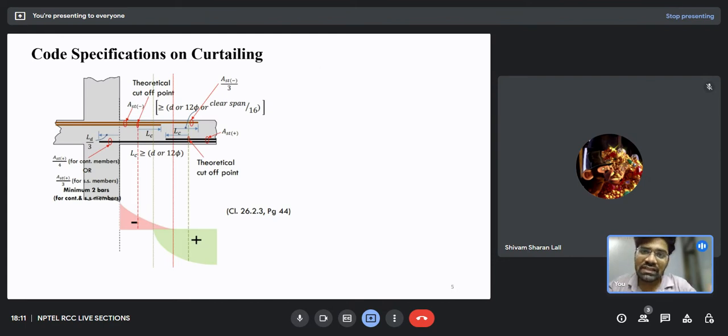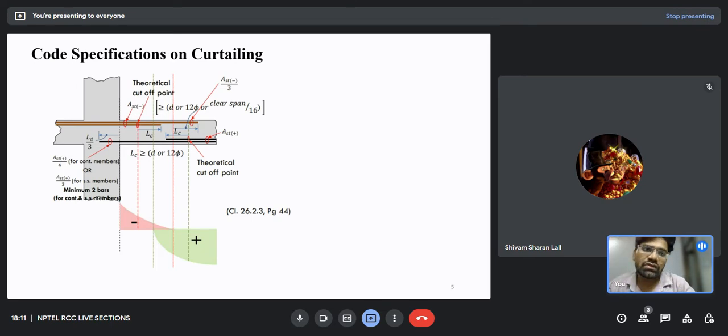Now, since there are some limitations on the theoretical cutoff point, the code has given some specifications based upon which the curtailment of the bars is to be carried out. So curtailment of the bars should not be carried out at the point where we wish to reduce the moment, but it should be extended up to a certain distance, and by how much it should be extended, we have all this in IS 456 2000.